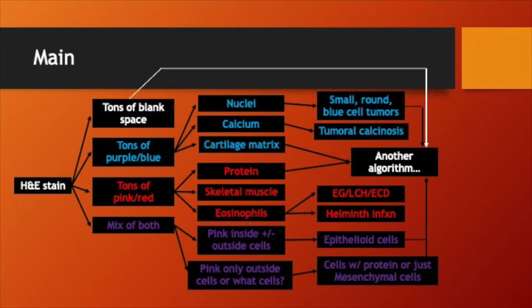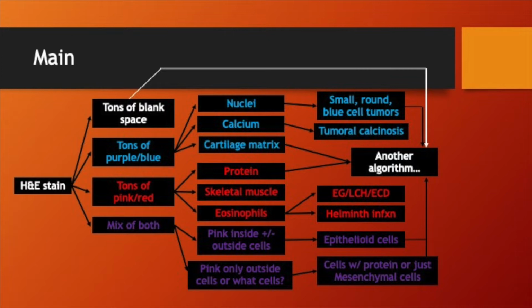So first we start with our main algorithm. This is going to help get you to a sub-algorithm. So this isn't going to give you the diagnosis with the exception that you might be able to diagnose eosinophilic granuloma right off the bat, but really this is going to help get you to a different algorithm that will finally get you to the definitive diagnosis.